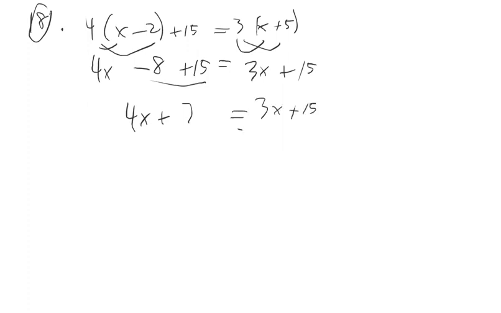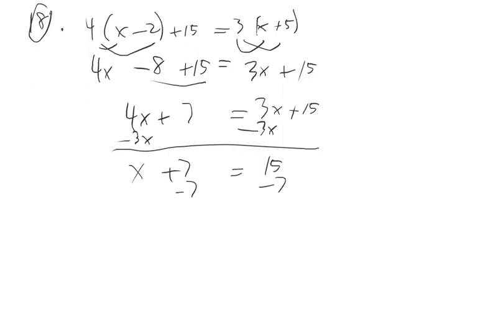Now subtract 3x from both sides. x plus 7 equals 15. Now subtract 7 from both sides. Right, x equals 8.